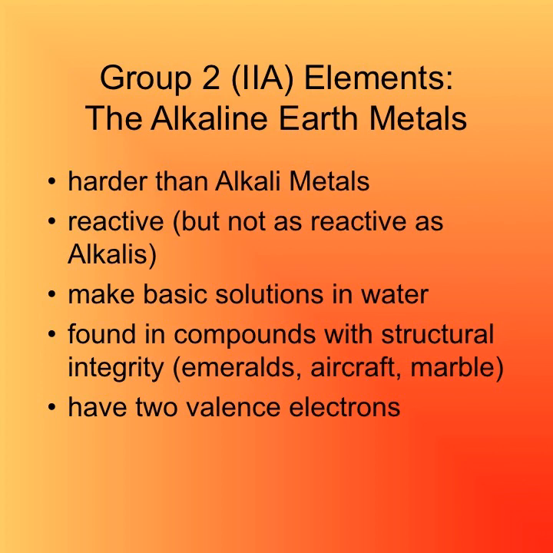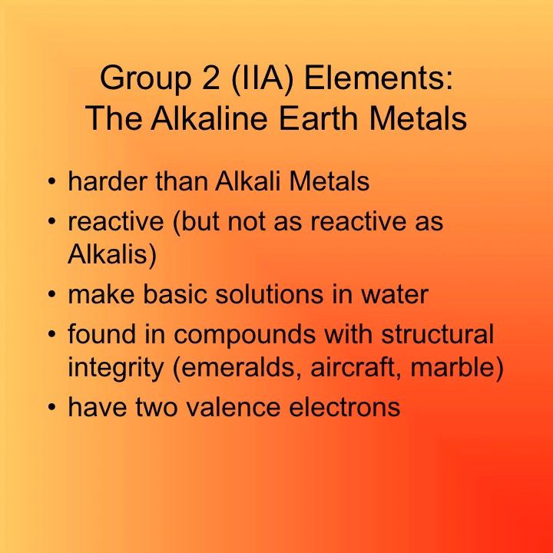Group 2 elements are known as the alkaline earth metals. They tend to be harder than the alkali metals. They are reactive as well, but not as reactive as the alkali metals because of their number of valence electrons. They also can make basic solutions in water, hence their name alkaline earth metals. They tend to be found in the earth, as their name indicates as well.